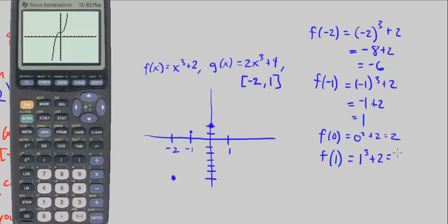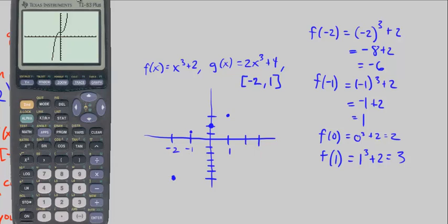1 cubed is just 1, so that's 3. Phew! I don't have to go all the way up. It's just to here, okay? So that would have been f of 3 over here at x is 3, but we are only looking at the region -2 to -1, okay? So then I'm going to connect these.